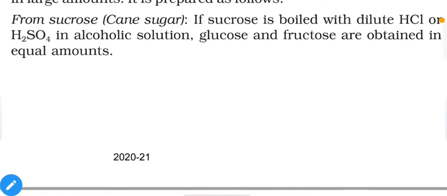The first method to prepare glucose in the laboratory or in factories is from sucrose or cane sugar. That means we can break the molecule of sucrose into glucose and fructose. As mentioned earlier, sucrose is a disaccharide consisting of one glucose and one fructose molecule. When sucrose is boiled with dilute HCl or H2SO4 in alcoholic solution, glucose and fructose are obtained in equal amounts.